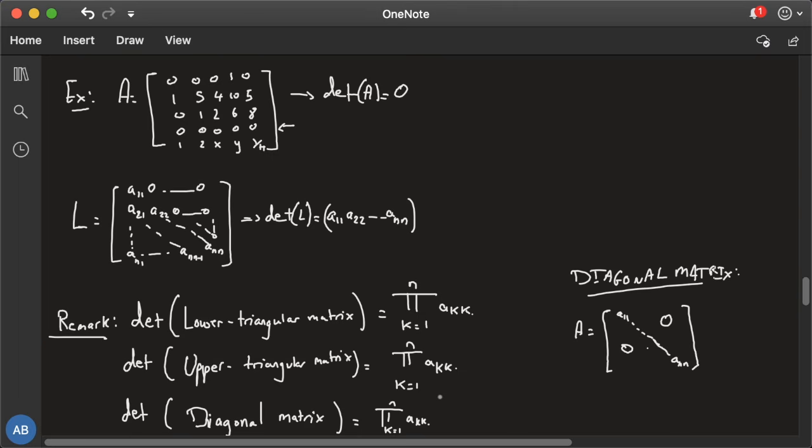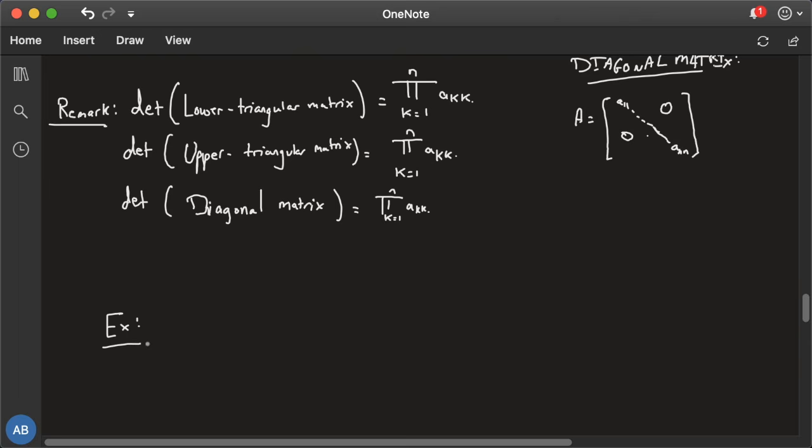Now this result for lower, upper and diagonal matrices is easy to prove. You can prove it by recursion, induction, using the Laplace expansion. I'm not going to do it here. It's very easy to do. Trust me. Now let's do a small example. A lot of students make a mistake over here. I'm going to pass it as an example so that you can keep it in mind.